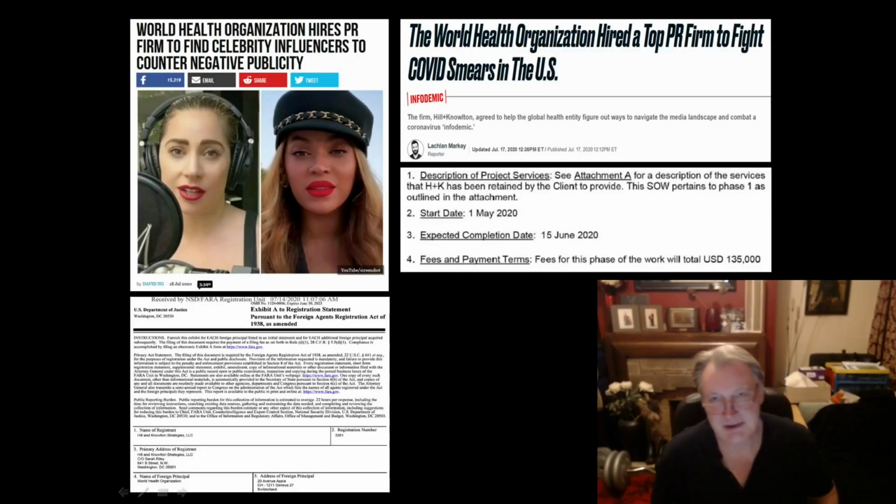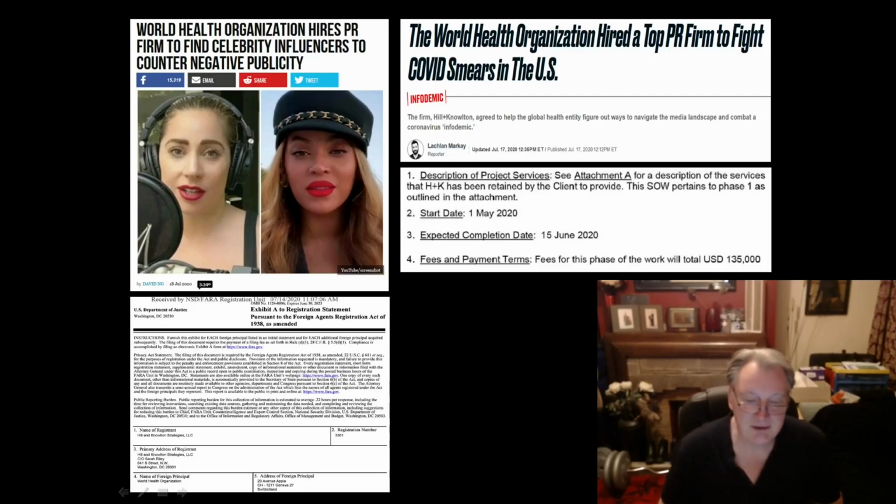Don't know if you're familiar with this particular story, but how the World Health Organization hired Hill Knowlton to help with their propaganda to get the little, I don't know if they're called stars or whatever they're supposed to be. I think I recognise the one, I think it's that Lady Gaga. I've got no idea who the other one is. Anyway, hiring people like this to turn around and go, oh no, everything that the World Health Organization says is true.